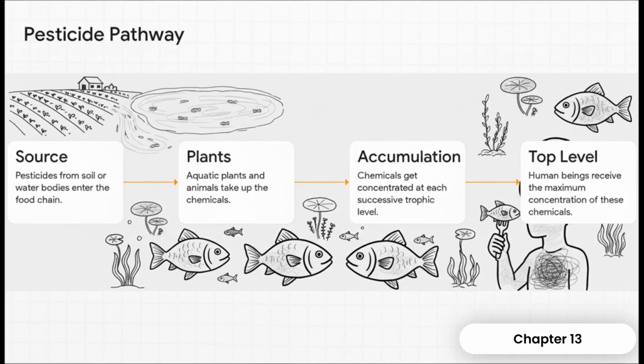Say it washes off a farm and ends up in a lake in really low amounts. The little aquatic plants absorb a tiny bit of it. But then a single fish comes along and eats many of those plants, and that chemical starts to build up in its body. Finally, a person might eat a few of those fish over time, and they end up with the highest, most concentrated, and most dangerous dose of all.